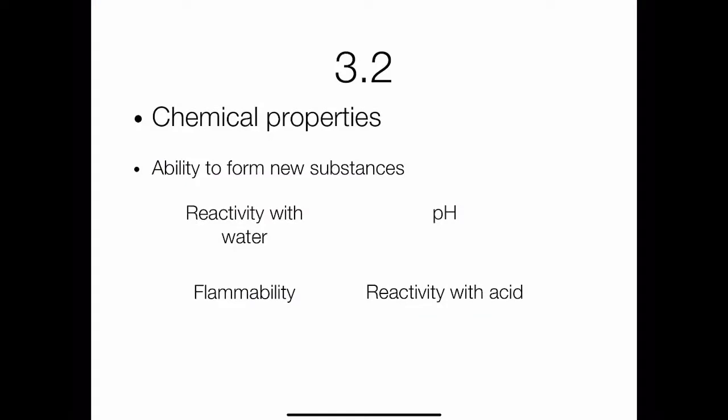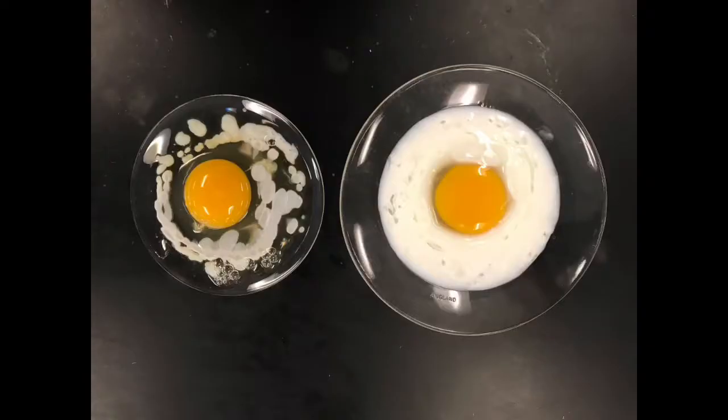Reactivity with acid. Can I put a drop of acid on an egg white? I can see that the protein will start to denature and that egg white will turn white. If it does, it's probably an acid. If not, it's going to be something else.